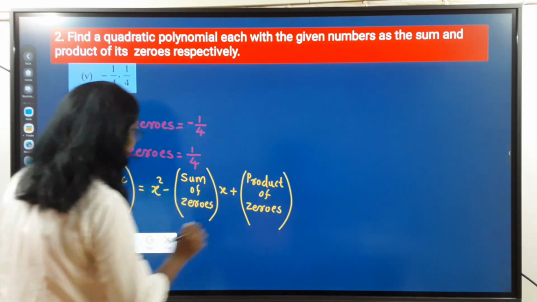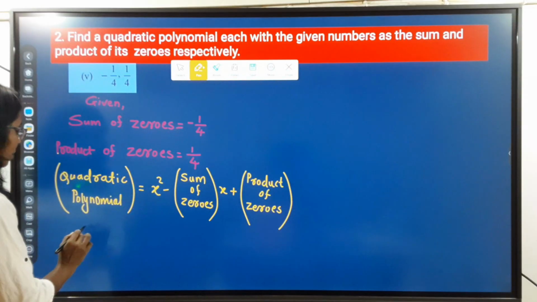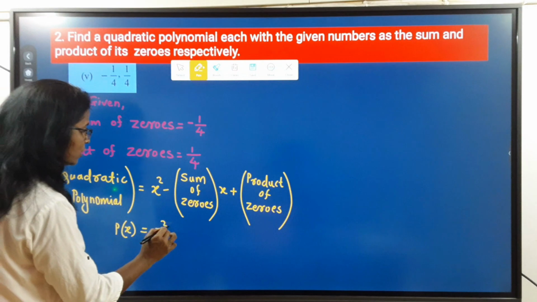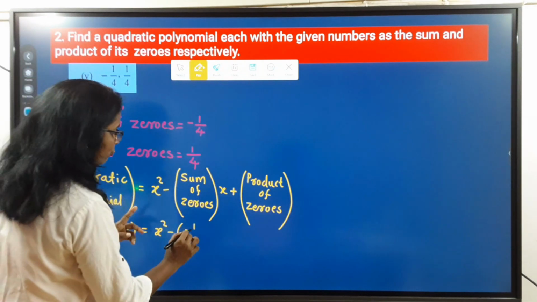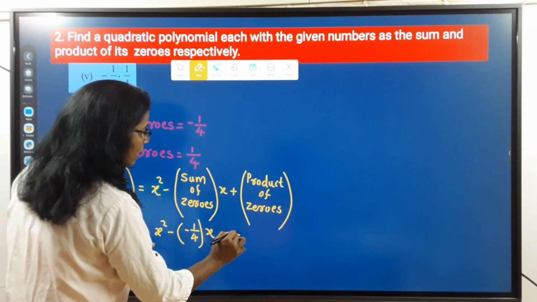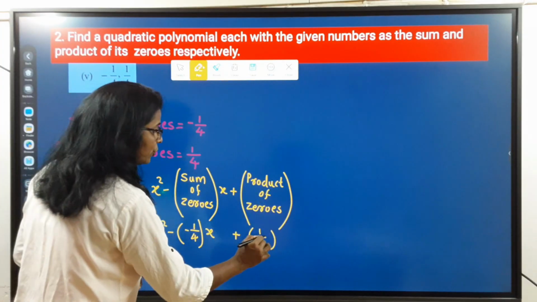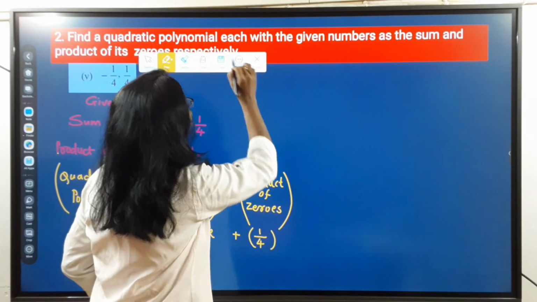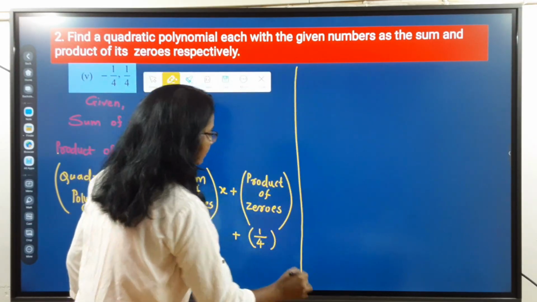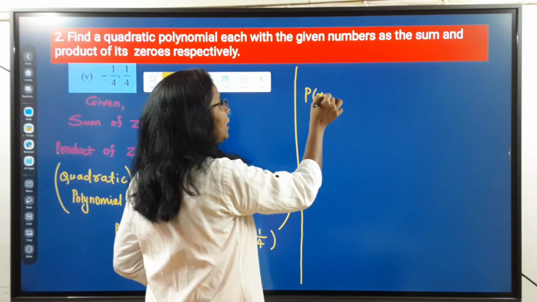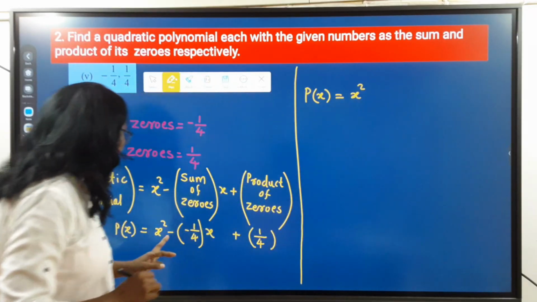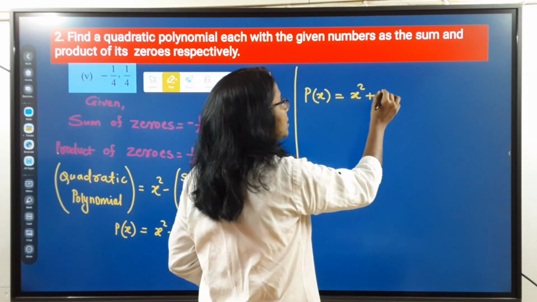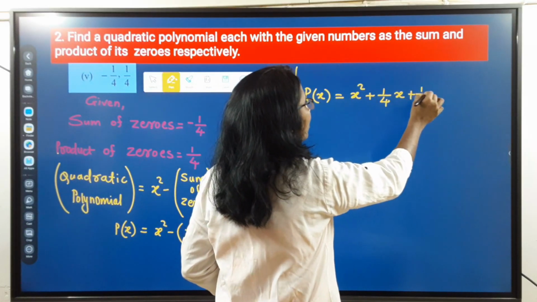Then here students, that quadratic polynomial with respect to x students, so it is p of x is equal to x square minus sum of zeros is minus 1 upon 4. So I write here minus 1 upon 4x plus product of zeros, that is 1 upon 4. So now substitution is over. Then simplification. So I simplify here students. So here p of x is equal to x square. Now here minus minus 1 upon 4x students. So I write down plus 1 upon 4x and plus 1 upon 4.